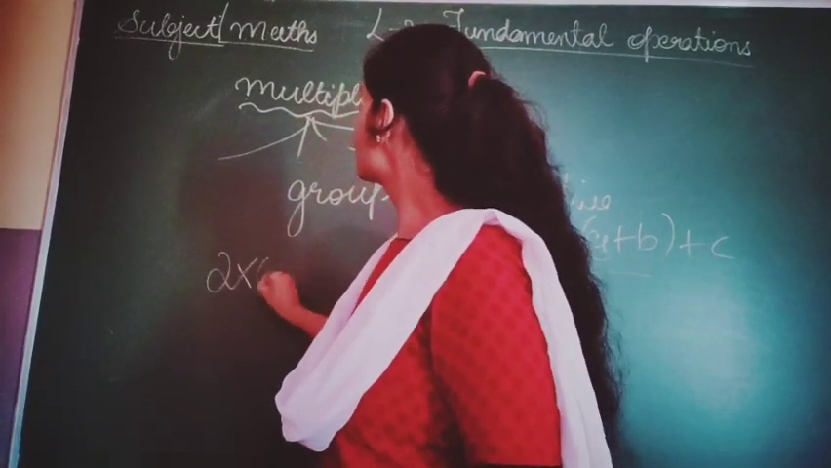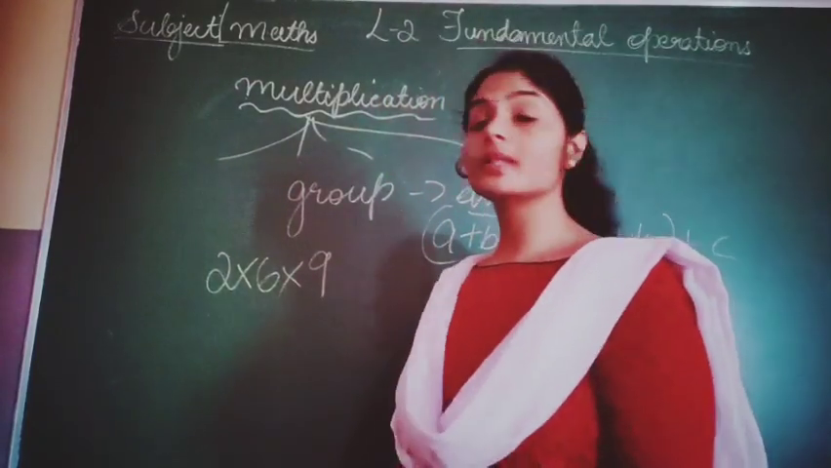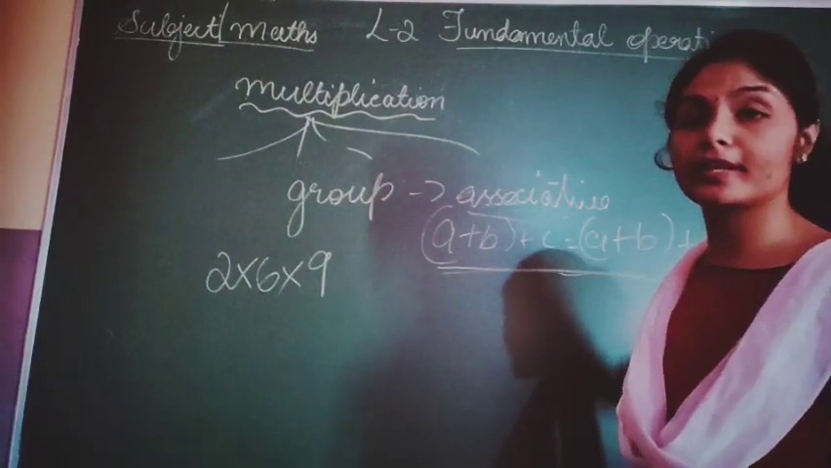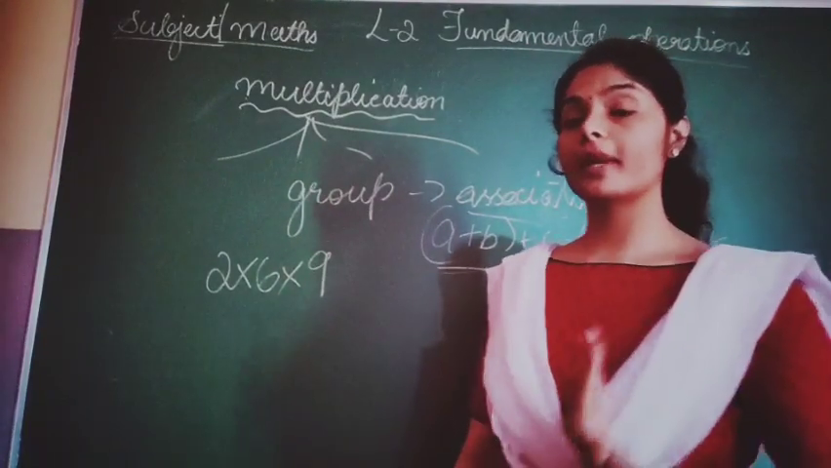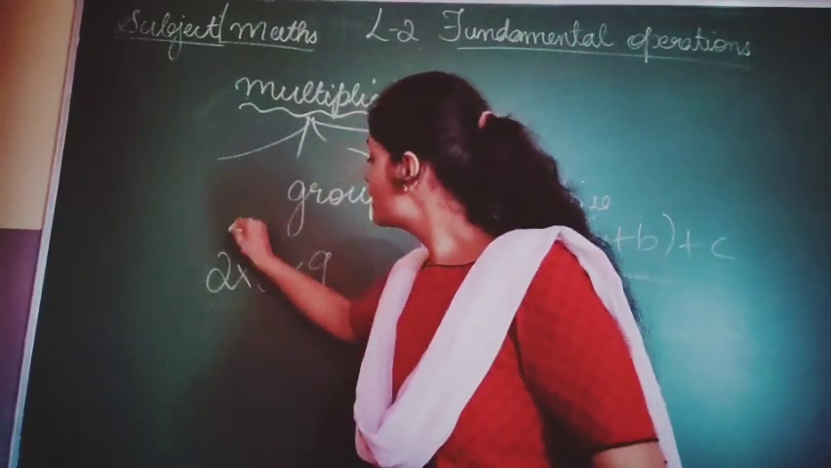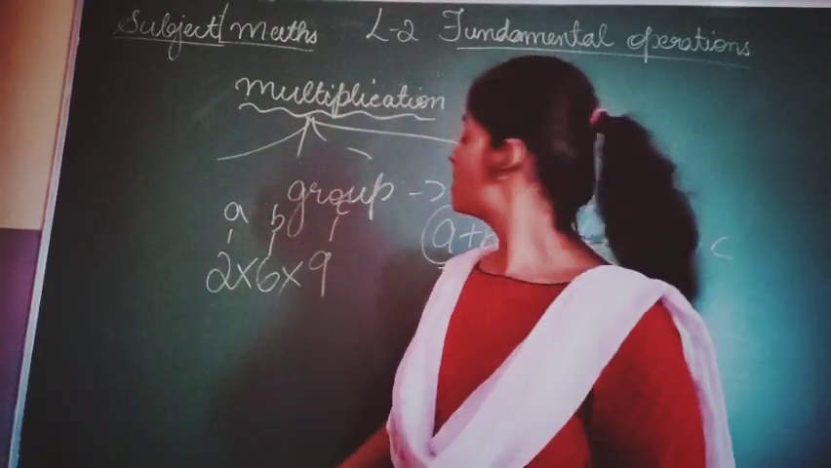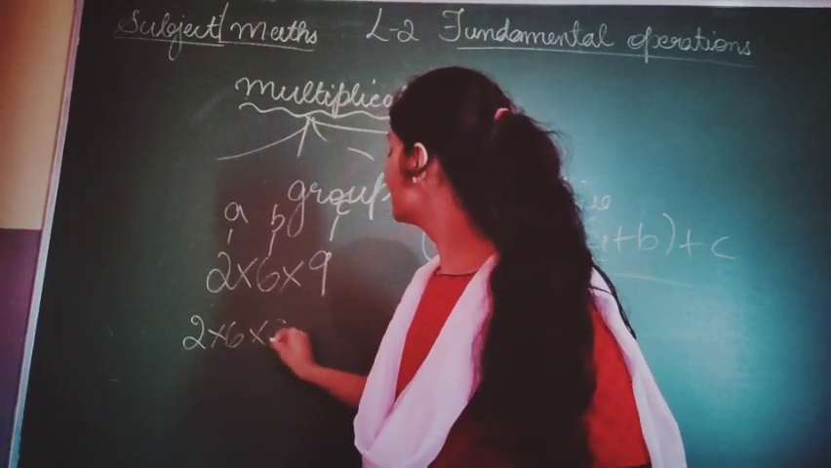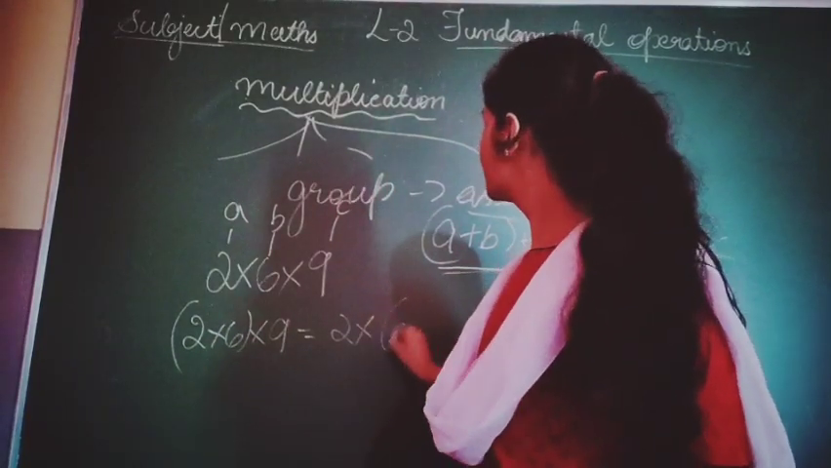2 into 6 into 9. Using this formula only, the associative formula, we are going to multiply here. Okay, but in the associative formula it was addition. Here we are going to change it into multiplication. Now 2 is A, 6 is B, 9 is C. So what we are going to do? First, (2 into 6) into 9 is equal to 2 into (6 into 9).